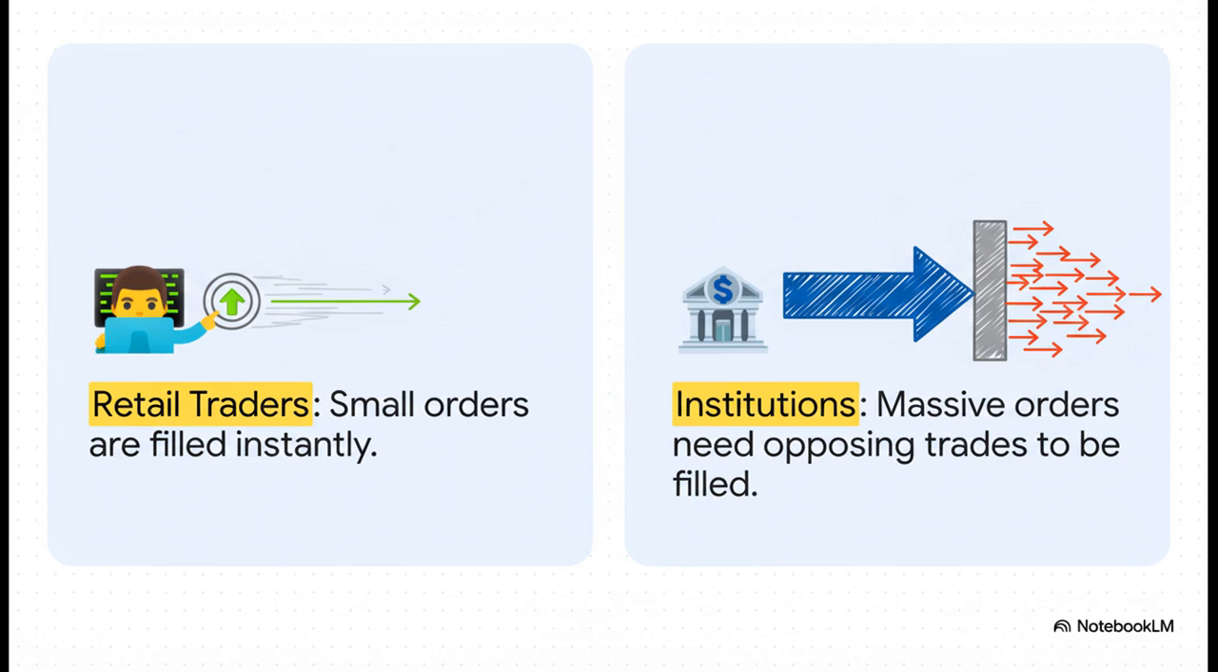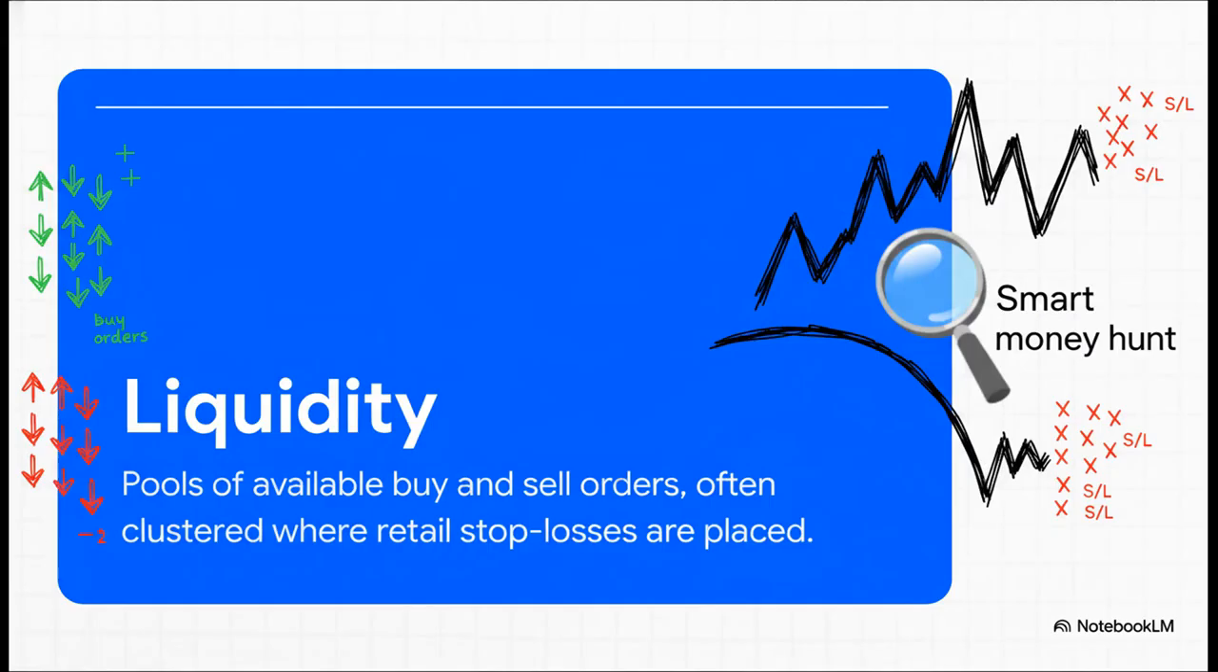But an institution trying to place a billion-dollar order, they can't just click a button. For them to buy, there has to be someone else out there willing to sell them that same huge amount at that exact same price. They need an opposing side for their trade. And that is liquidity. It's just the pool of all the buy and sell orders that are waiting in the markets. So where does this liquidity tend to build up? Well, it clusters in the most obvious places you can imagine, right above recent highs and right below recent lows. And why there? Because that's exactly where millions of retail traders have put their stop-loss orders.